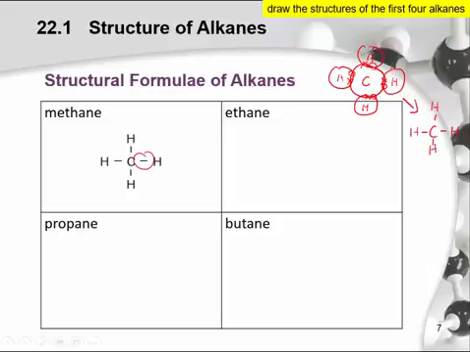So ethane, C2H6, is drawn this way. Whenever you draw a structural formula, please check that each carbon has 4 covalent bonds and hydrogen has 1.